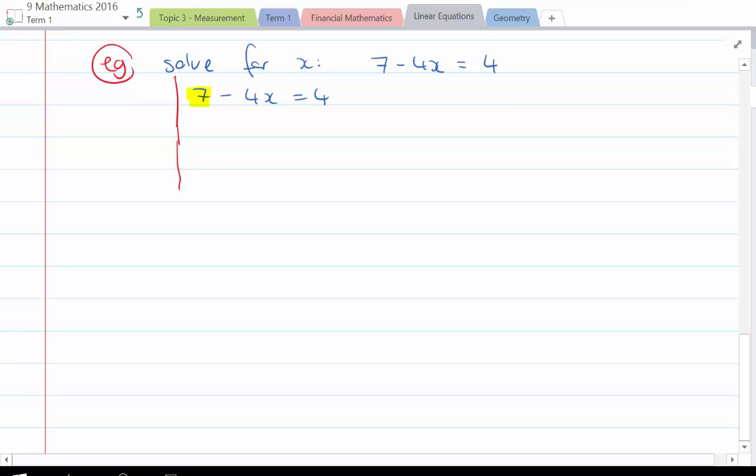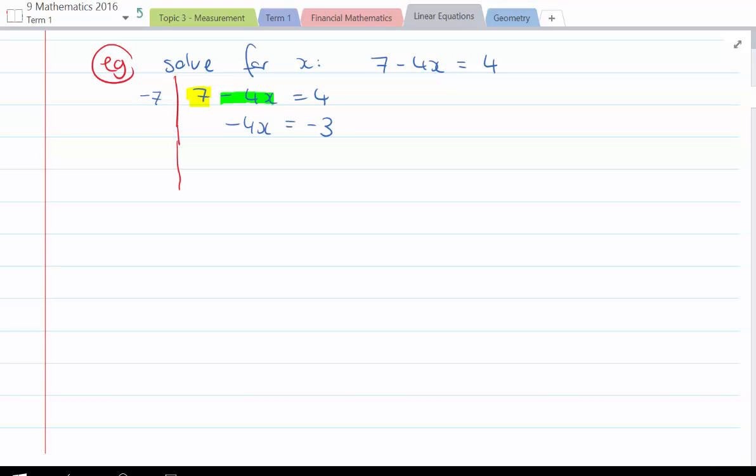Now, please be really careful and understand that this negative stays with that 4x, so it's negative 4x. So this is a positive 7. So in order to undo that, we have to subtract 7 from both sides. So when we subtract 7 from this side, we're left with our negative 4x. And 4 take away 7 is negative 3.